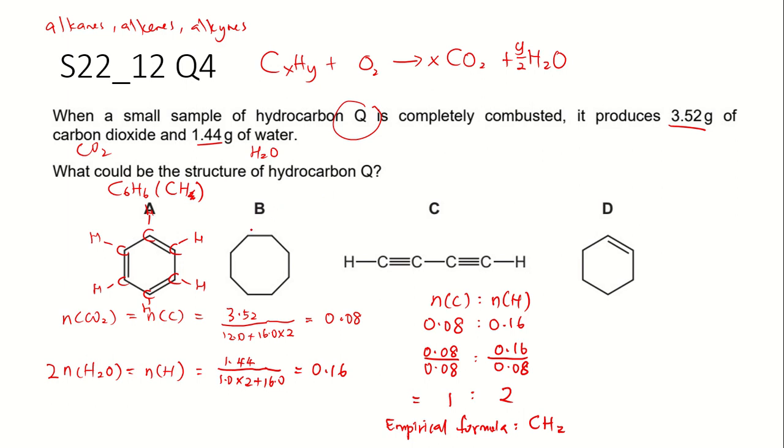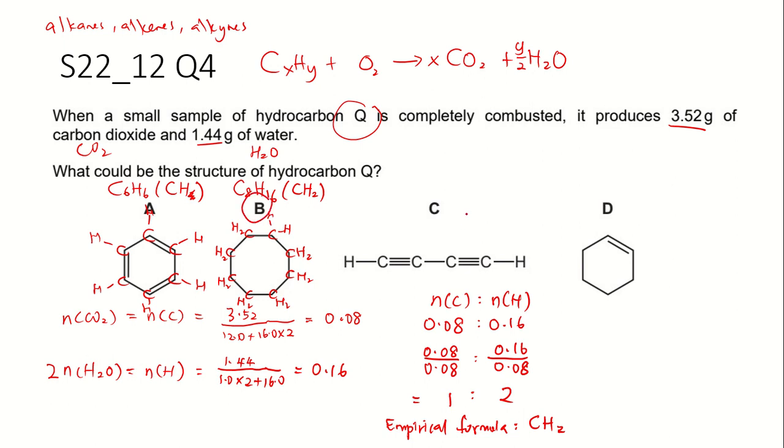Now let's look at B. It has 1, 2, 3, 4, 5, 6, 7, 8 carbon. Now let's count the number of hydrogen. 1 hydrogen, 2 hydrogen. Another 2, another 2, another 2, 2, 2, and last 2. So altogether 16 hydrogen. That gives us empirical formula CH2, which is the same as the empirical formula that we have found just now. So B is the answer.